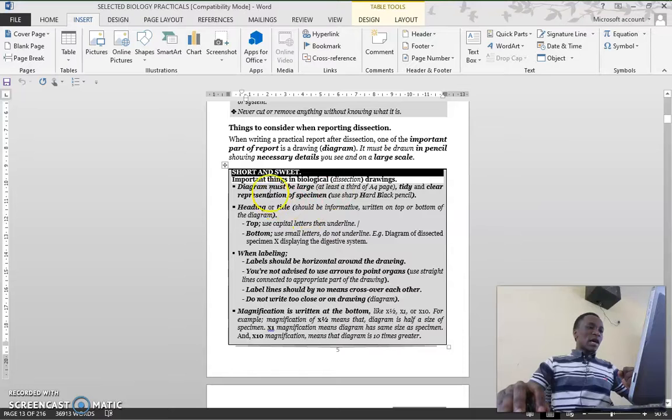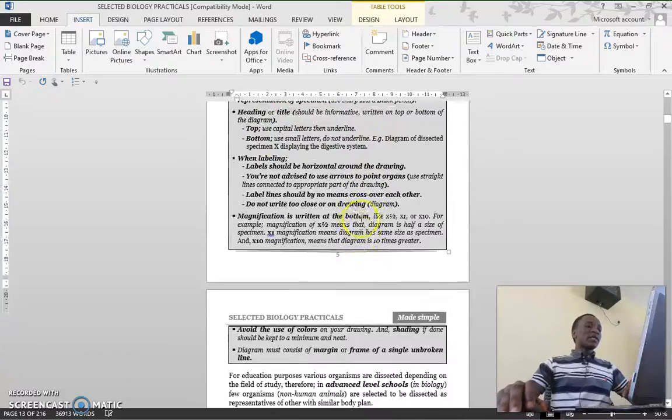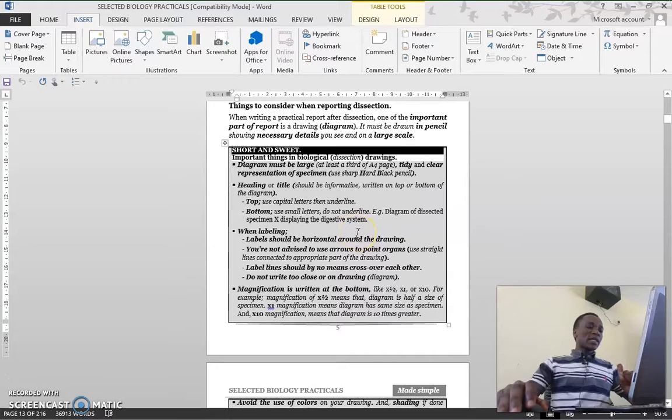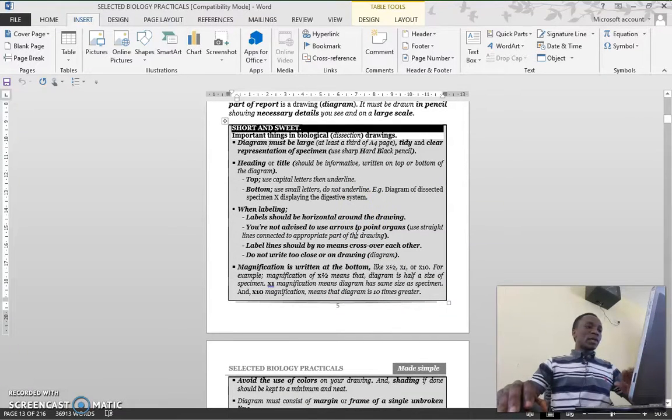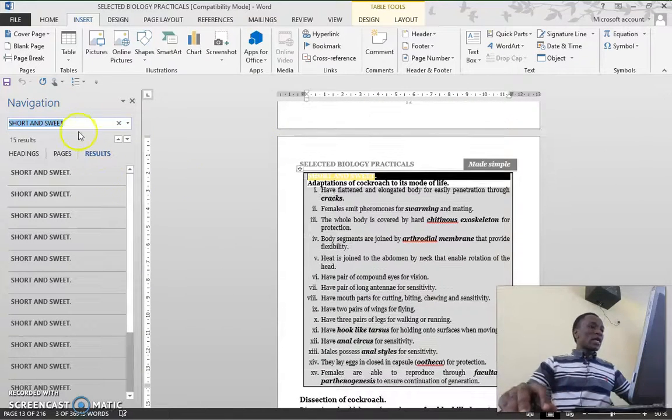So you find that your drawing must have those criteria. Everything has been presented there, so you can read all the important criteria to consider when you are reporting dissection. So that's a very key thing. We have got this title written as short and sweet. This is very important because it gives a summary of almost everything in every practical.